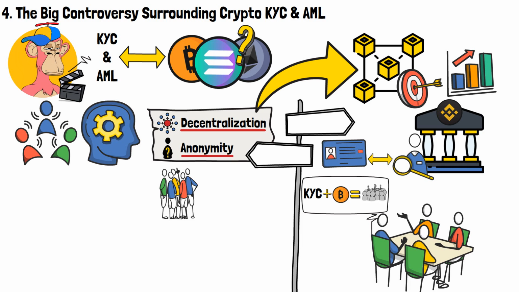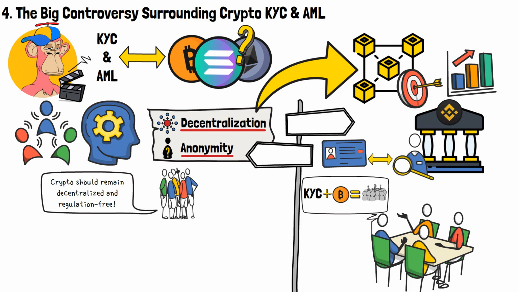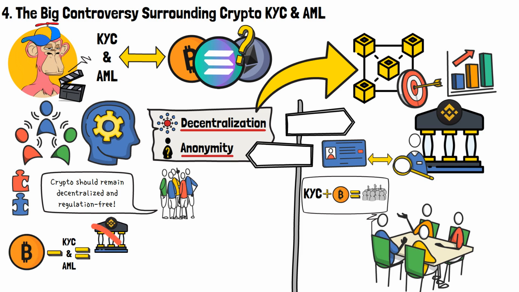That's kind of the kicker here as well. It's very easy to say that crypto should remain decentralized and regulation-free without evaluating what this means on a bigger scale. Essentially, if you were to take KYC and AML out of crypto completely, you would be eliminating centralized exchanges and other services, a huge array of major projects, as well as basically destroying the possibility for this asset class to become mainstream and massively adopted for the foreseeable future.